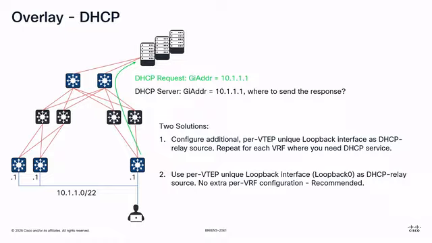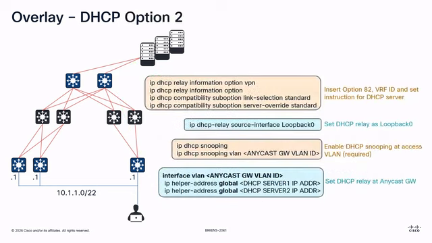An alternative is to use an existing loopback address, which we already have with unique IP addresses. That's our loopback 0. Just use that as a DHCP relay. And that's the option I'm going to show you. So first, on every switch, these are the instructions on how to compose the DHCP packet. We need to insert option 82, VRF ID, things like this. Then, the DHCP relay is loopback 0.